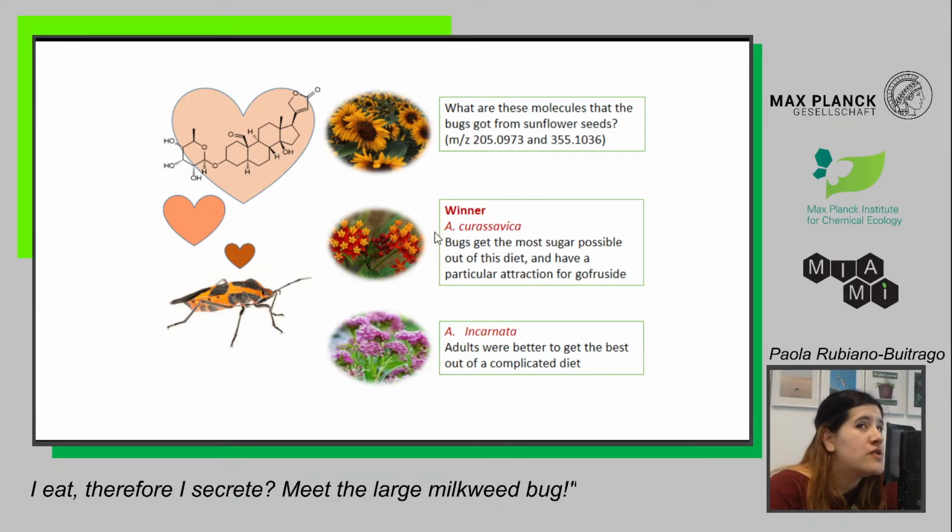They get in a lot of sugar, and they seem to get a lot of gomphoside, that they have this particular attraction. And at least this time we realized that adults, being more adapted to accumulate cardenolides in a better way, managed to get enough cardenolides for me to detect. So they are actually getting something out of a complicated diet.